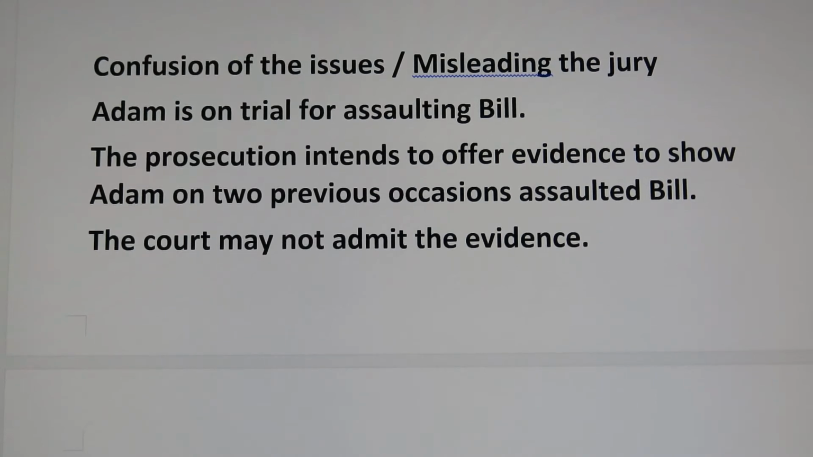Maybe they thought the evidence from 3 months ago was very strong, and maybe the jury would believe that was what happened this time. That is an example showing that under certain circumstances, certain evidence would really confuse the issue. The issue is whether Adam is guilty of this criminal assault on this particular occasion. It all depends on whether the prosecution has evidence to show Adam on this occasion committed the assault. But if you present evidence that on 2 previous occasions Adam also assaulted Bill, that may well confuse the jury as to which evidence is which. So that is another reason why the court would not permit this kind of evidence.